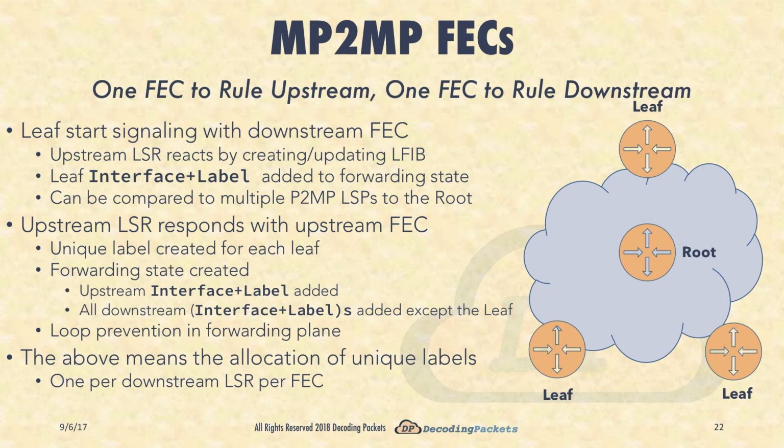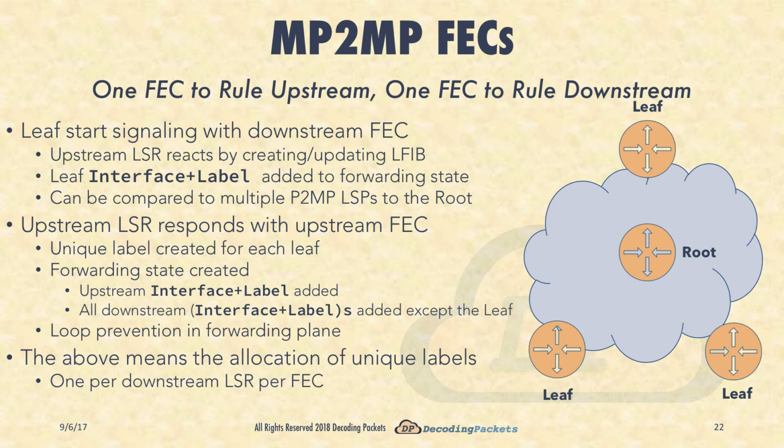So the details of the FECs are going to be important. Since the downstream FECs create essentially a P2MP LSP to the root, they can follow the procedures we have covered earlier in the point-to-multipoint forwarding state creation. So essentially the leaf or the downstream LSR signals a downstream FEC with a downstream label to the upstream LSR, which I'm not showing here, but refer to the P2MP portion of this video if you need to revise.